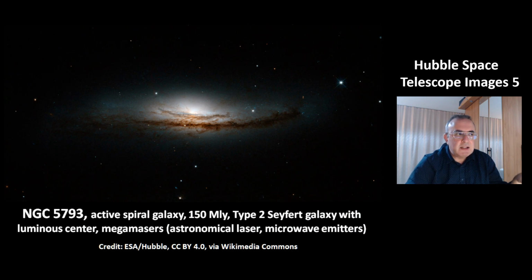This is the active spiral galaxy NGC 5793 at a distance of 150 million light years. It's a type 2 Seyfert galaxy with luminous center, and it contains megamasers, which are astronomical lasers that emit microwaves.